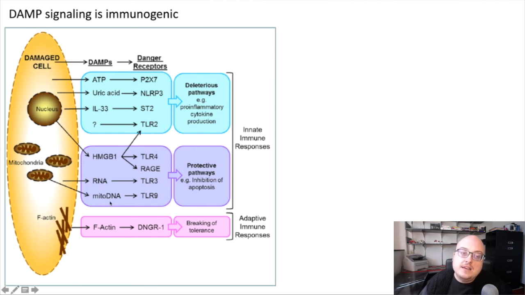And so ATP and mitochondrial DNA and some of these other factors can be recognized by DAMP receptors, or sometimes we call these danger receptors, on healthy cells that are external to the dead cell. And this is going to activate a number of different immunomodulatory processes that shape both innate and adaptive immunity. So we can see one of these things is the activation of pro-inflammatory cytokine signaling, but there are other ways that this process influences immune responses, perhaps by inhibiting apoptosis in other cells, or by regulating an adaptive response called tolerance, which we'll talk about later in the semester.